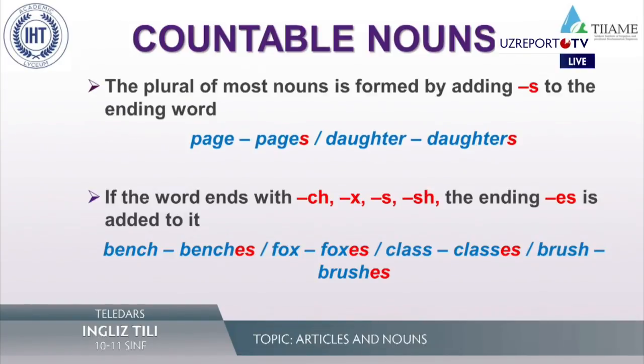The next one, if the word ends with these 4 sounds, you should add not only s but es. Like bench, benches. Fox, foxes. If you add only s, it will be a little bit difficult to pronounce these words. That's why it is necessary to add e and s according to the grammar rules.